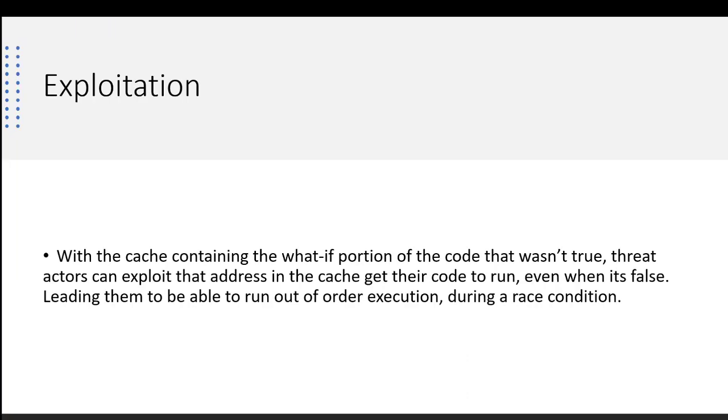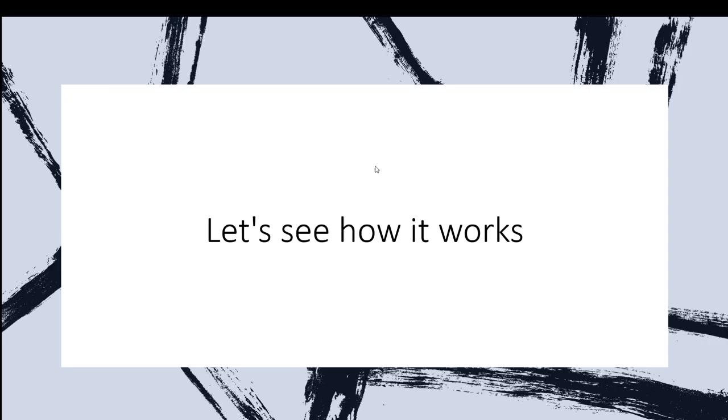With the cache containing the what-if portion of the code that wasn't true, threat actors can exploit that address in the cache using a side channel, and get their code to run even when it's false, leading them to be able to run out-of-order executions during a race condition. So let's see how it works. We're going to go into our 16.04 virtual machine in Linux and try to do this vulnerability.